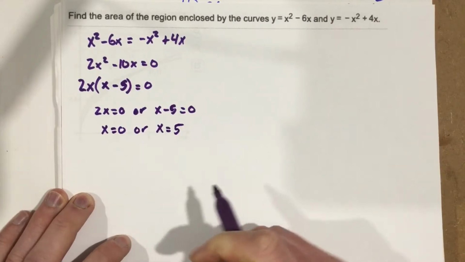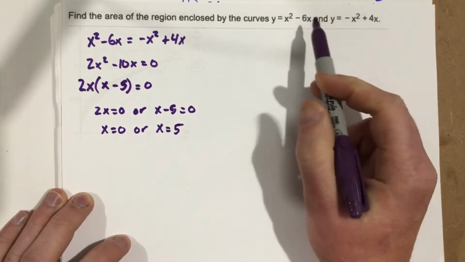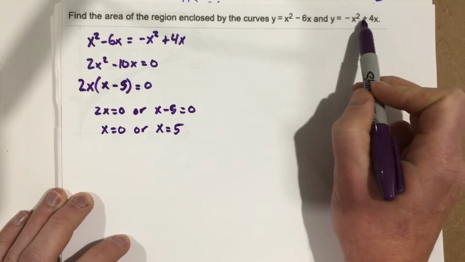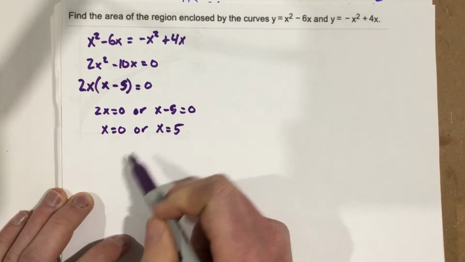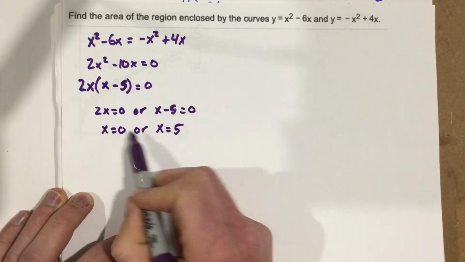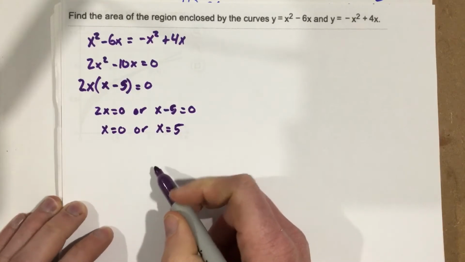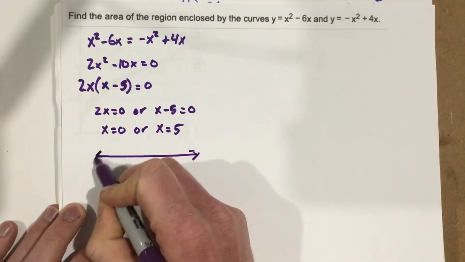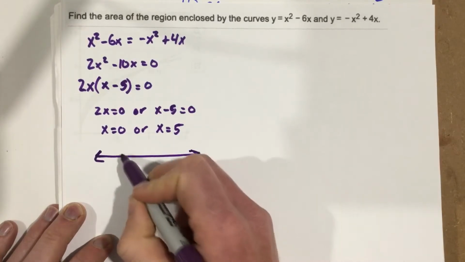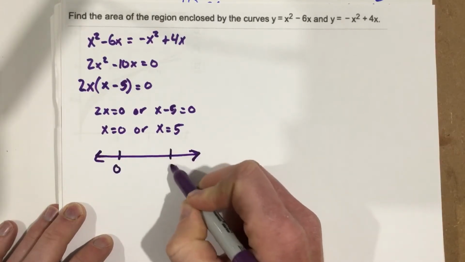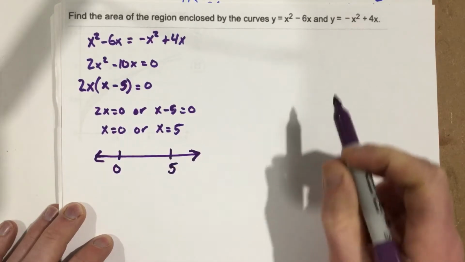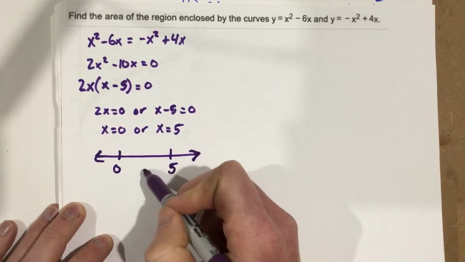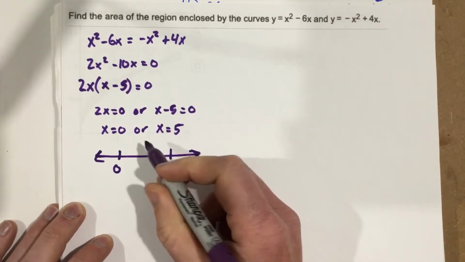So we only have two roots that they share in common. That makes sense because we have a parabola and another parabola. So because we only have two roots, we're really going to integrate only from 0 to 5. But what we need to do is draw a number line and figure out which function is larger between 0 and 5. So let's just pick a number in between here. I think 2 works pretty well.